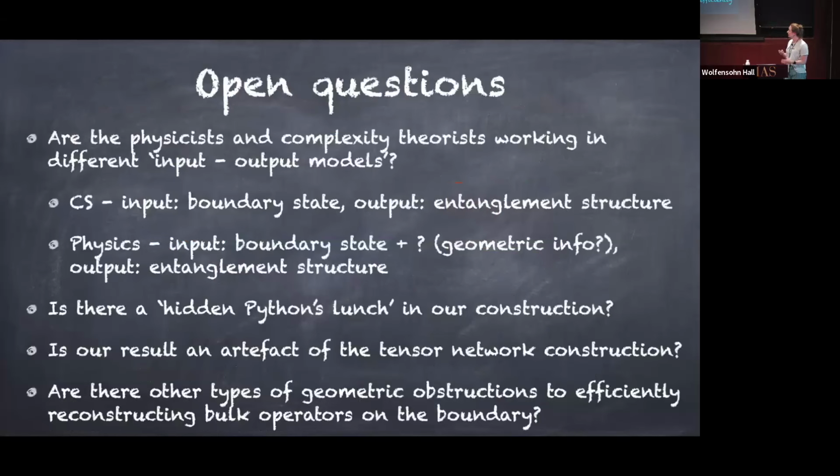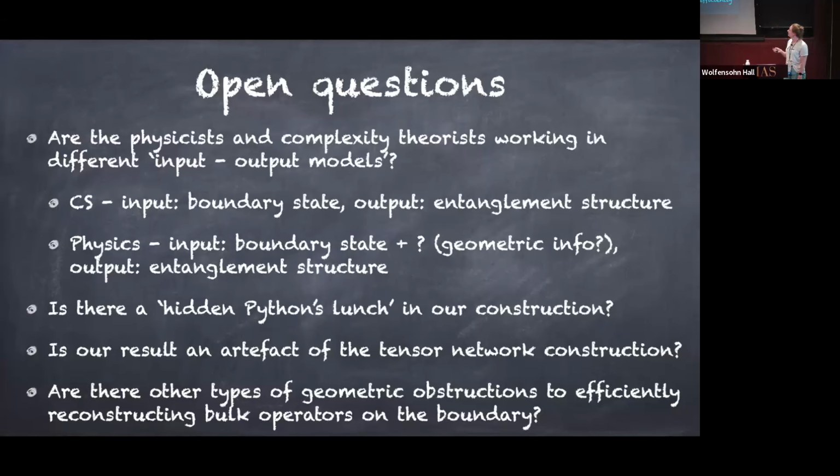Okay, so I said that one of the goals of this talk is to convince you that there are interesting open questions to work on here. And really, all of the open questions here are basically just trying to understand where the conflict between physics and computer science is. What's the root of this disagreement? One possible suggestion is that physicists and complexity theorists are talking at cross purposes and working in different input-output models. In computer science, our input is just the boundary state. You're not given any information about the bulk geometry or the bulk state at all, you're just given the boundary state. Now, can you tell me the entanglement structure?